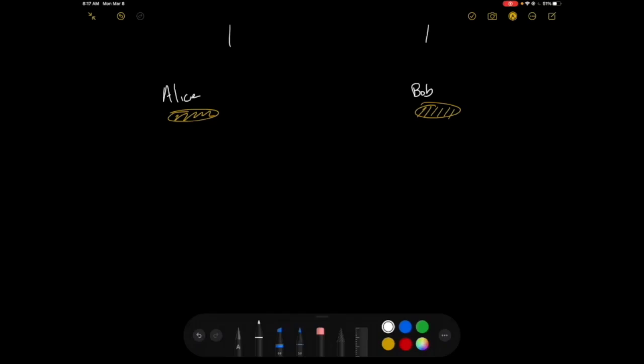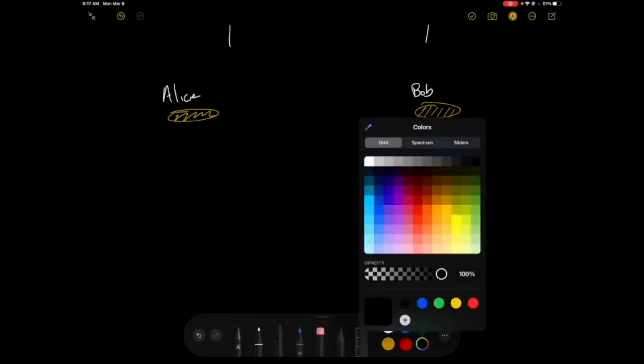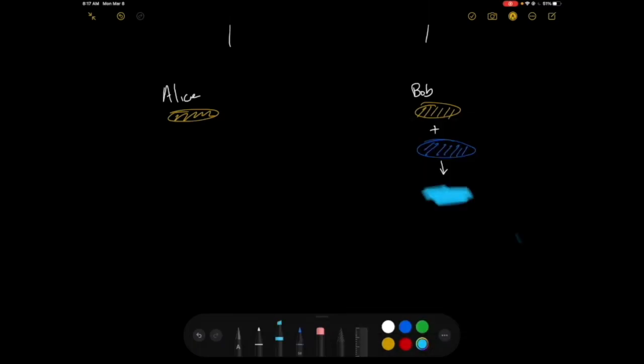And then Bob will pick a color that Alice doesn't know anything about. And so he'll mix this secret color. Let's say he picks blue that Alice doesn't know about. And when he mixes those two, he's going to get some new color that is like lighter blue. So here's the resulting mixed color.